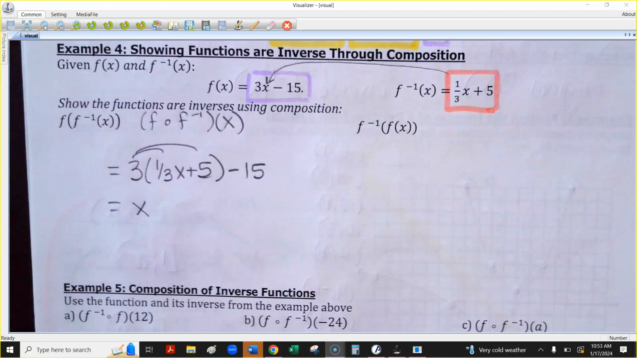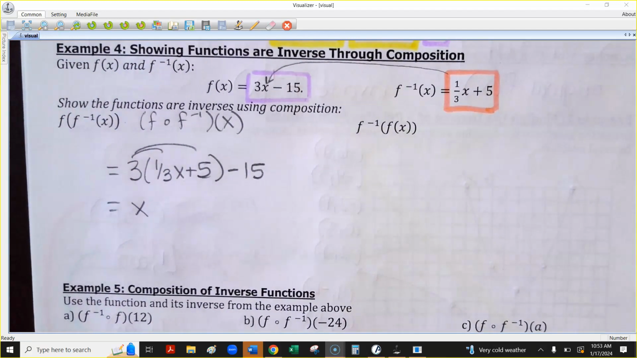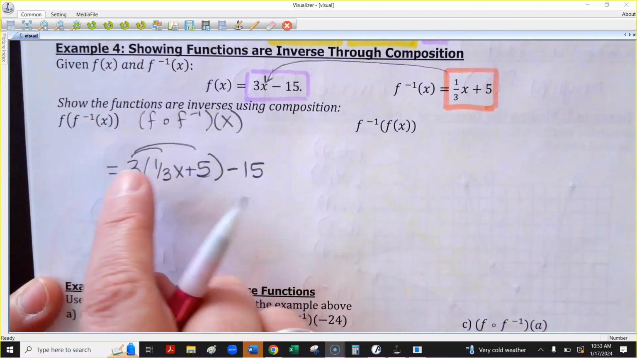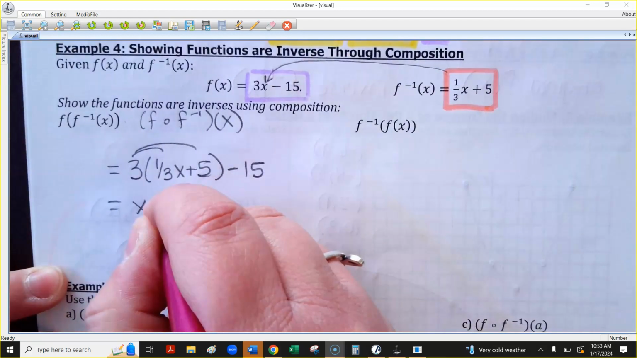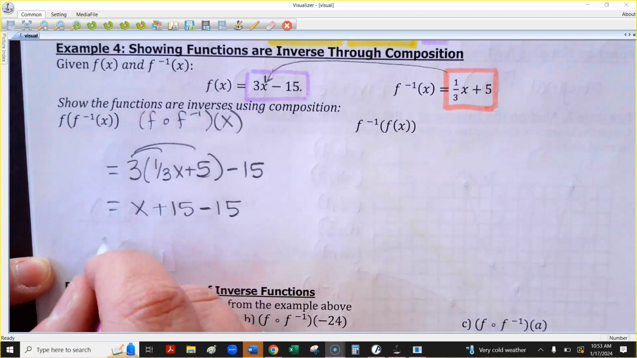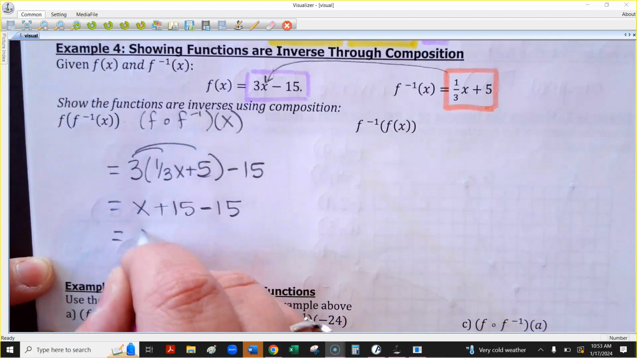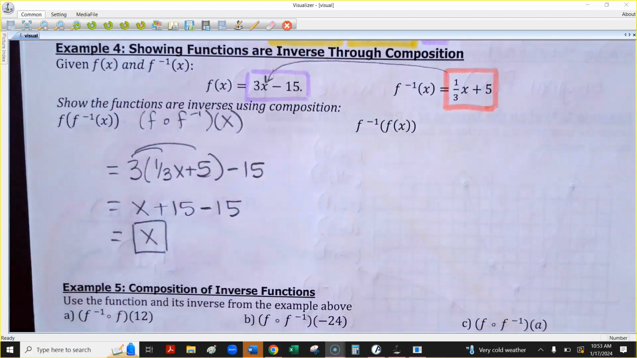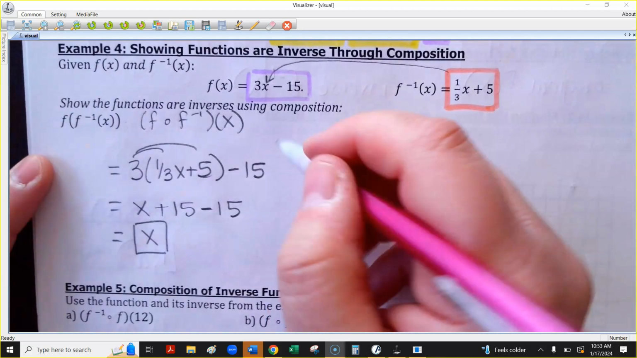Typically you don't put a 1 in front of the x, though. I'm just going to put x. 3 times 5 is 15. And then I have this minus 15 on the end. If I combine like terms there, the 15 and the minus 15 just cancel each other out, and I end up with what I want, which is x. But you do have to show that it works both ways.